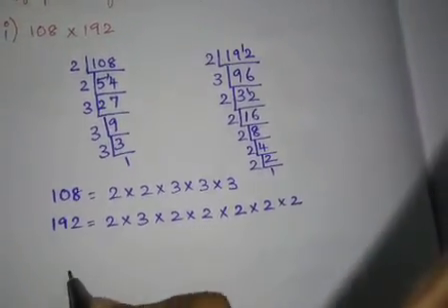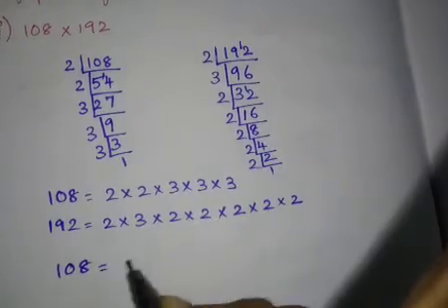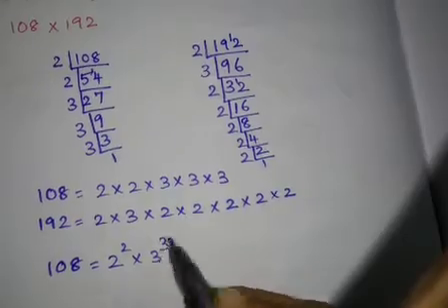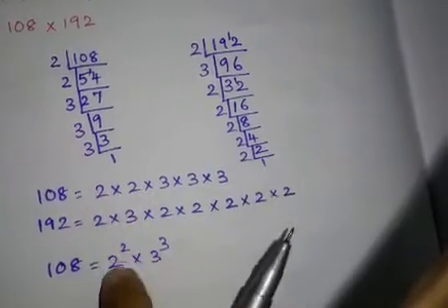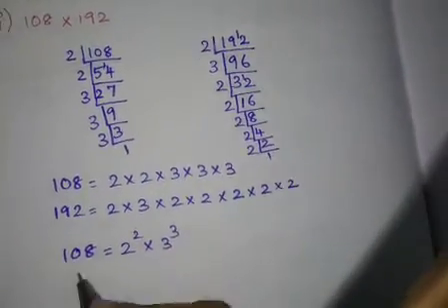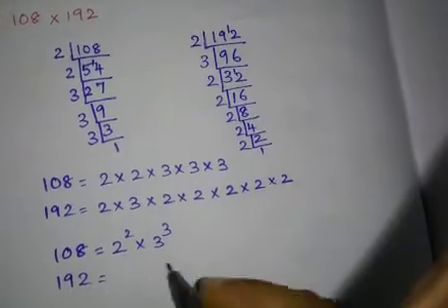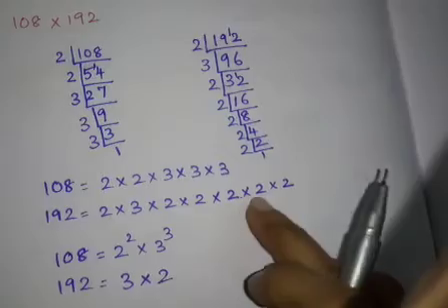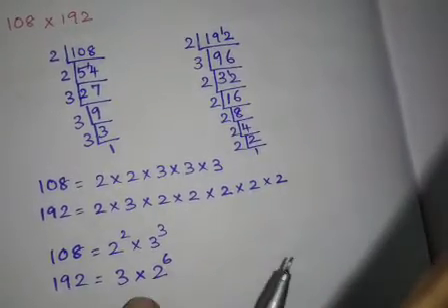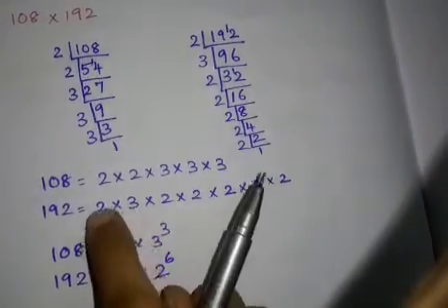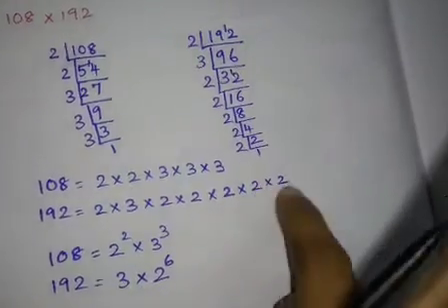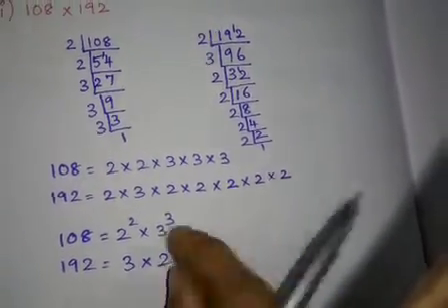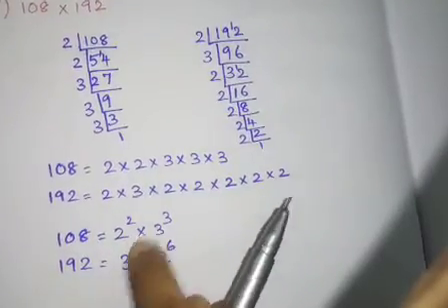Now 108, how will we write this 108, children? 2 square into 3 cube. Is this correct? 2 square into 3 cube. 192 is 3 power 1 into 2 power 6. 1, 2, 3, 4, 5, 6. 2 is multiplied 6 times. Okay. So I have written 108 like this and 192 like this.